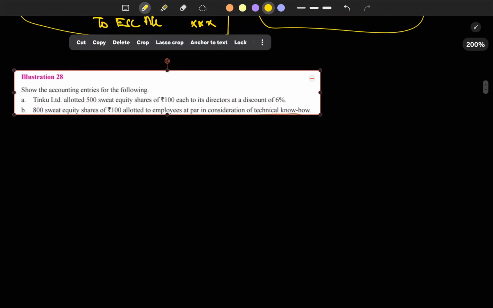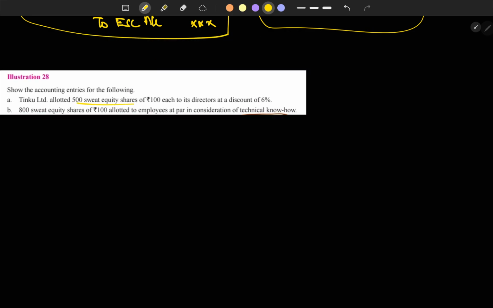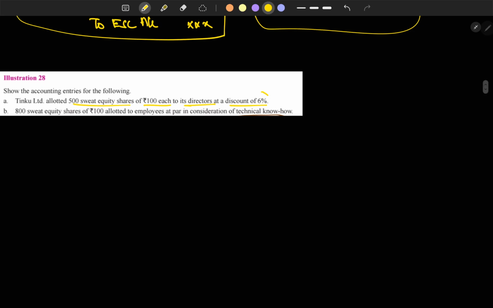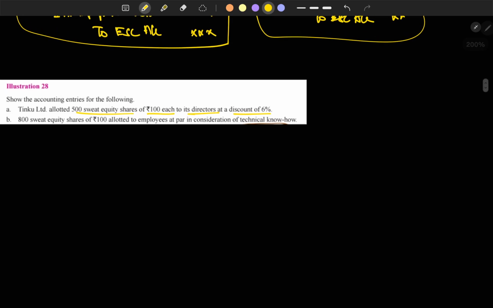Tinku Limited allotted 50 sweat equity shares of rupees 100 each to its directors at a discount of 6%. This 6% discount is the intellectual property expense from the company side. So what would be the entry for this first transaction?